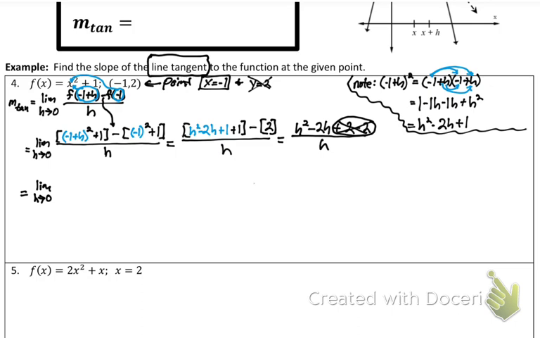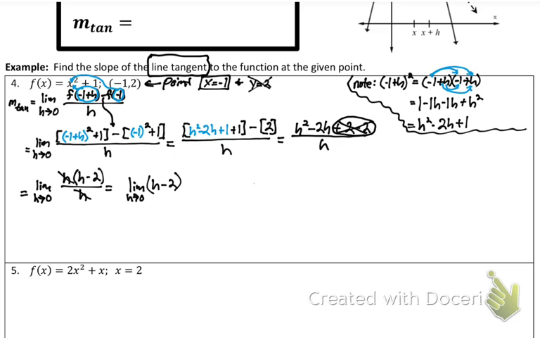Now, if we look at there, we have h squared minus 2h. I can pull an h out of the numerator. I can change that to h times h minus 2 all over h. Our h's will cancel out, and we're just going to be left with our limit as h goes to 0 of h minus 2. Now here's the cool thing. This is one of those that we can use that direct substitution in.